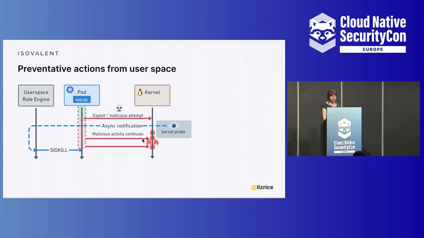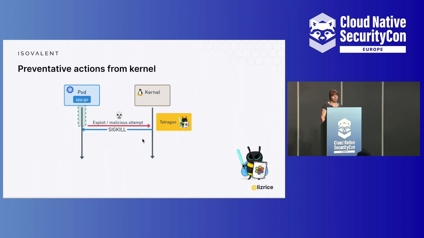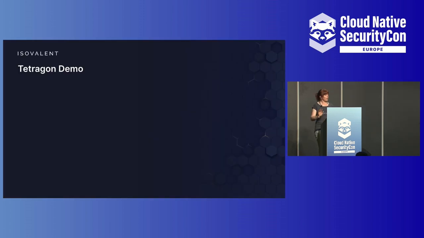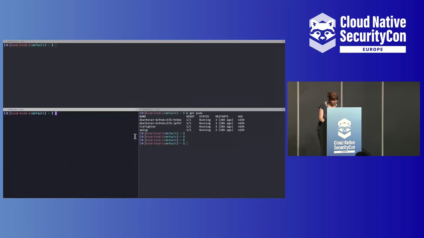What's different with Tetragon is that we can synchronously trigger a sigkill from within the kernel. So as soon as we detect a malicious event, we can kill the process immediately. And if the demo gods are with me, we will see that in action.